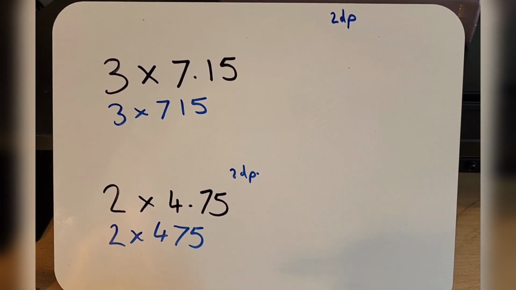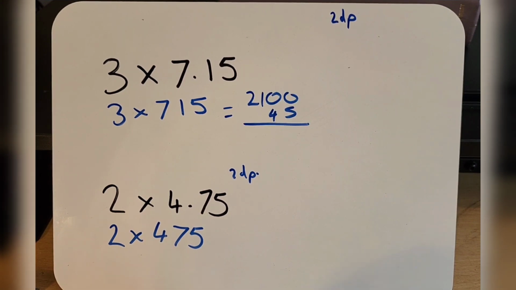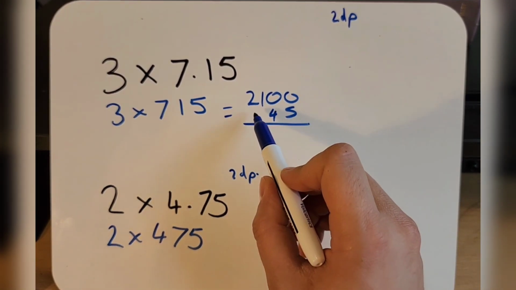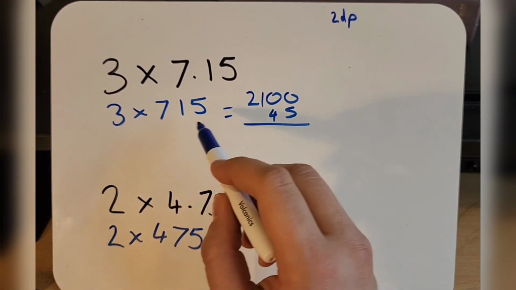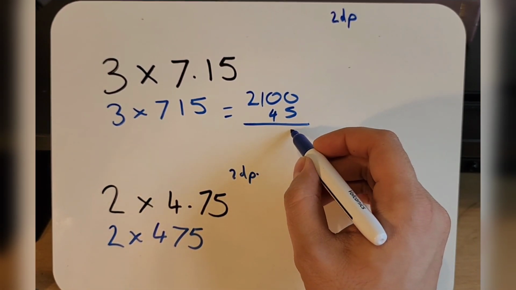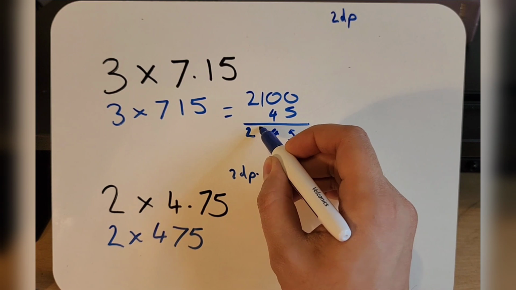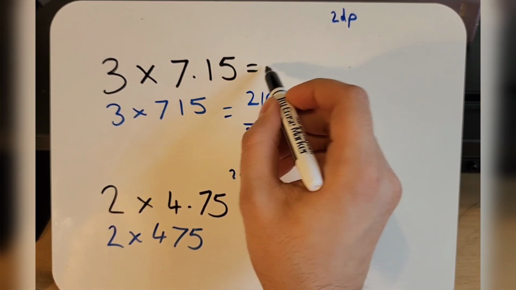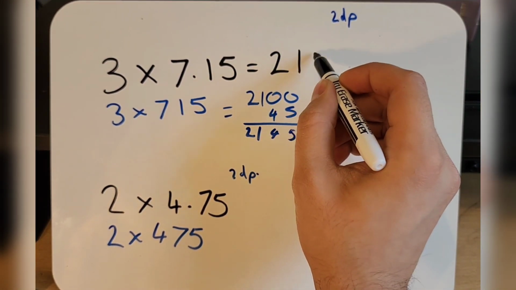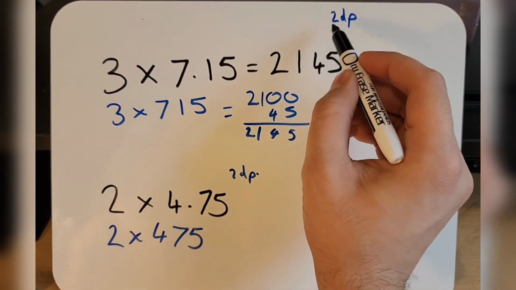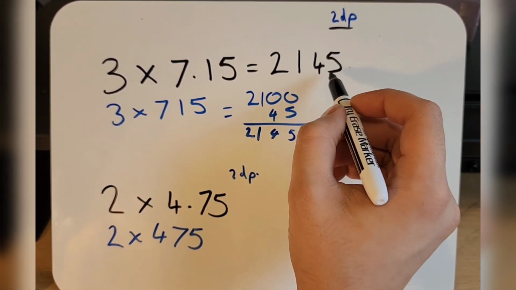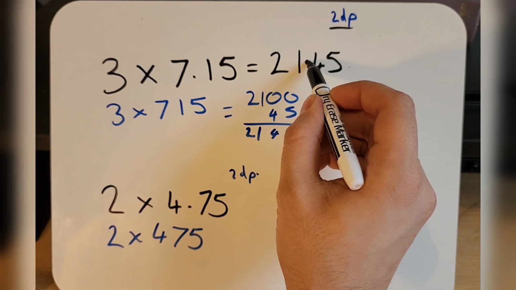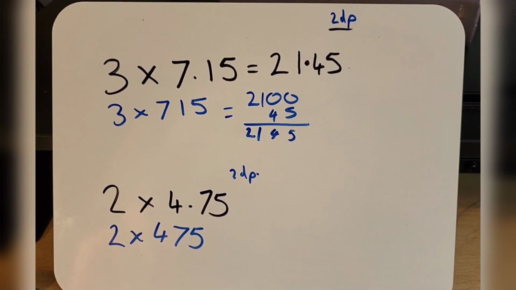Now, we'll have our own methods for doing these calculations. You might prefer column, you might prefer partitioning. I personally am a big fan of partitioning. 3 times 700 is going to give me 2,100, and 3 times 15 is going to give me 45. Let's put this all together. There we go. We get 2,145. But I know this number actually should have 2 decimal places. So 1, 2, here, that's where my decimal point is going to go.